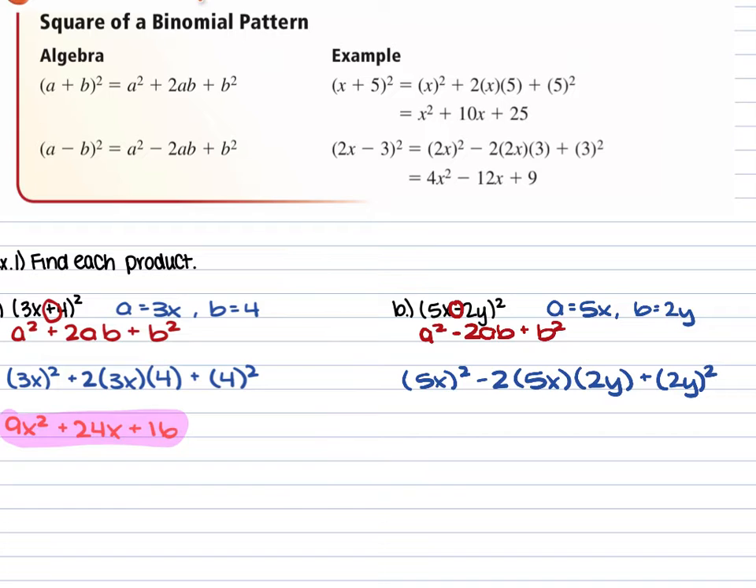Remember, when we have something in parentheses and we're squaring it, it goes to both the coefficient and the variable. So this 5x squared is like saying 5x times 5x, so that's 25x squared. The negative 2 times 5x is negative 10x times 2y is negative 20xy. And then the 2y squared, again, is like saying 2y times 2y, so that's 4y squared. So 25x squared minus 20xy plus 4y squared.